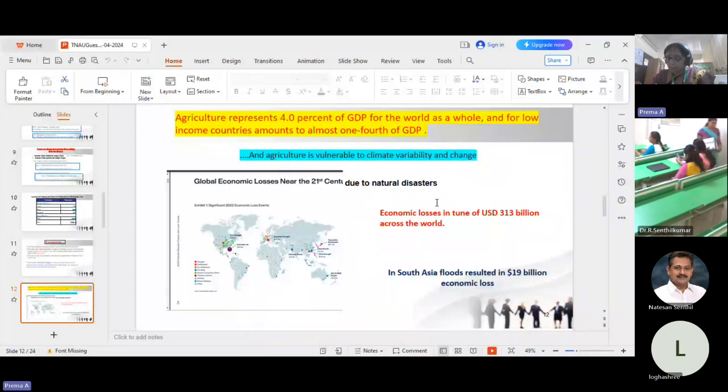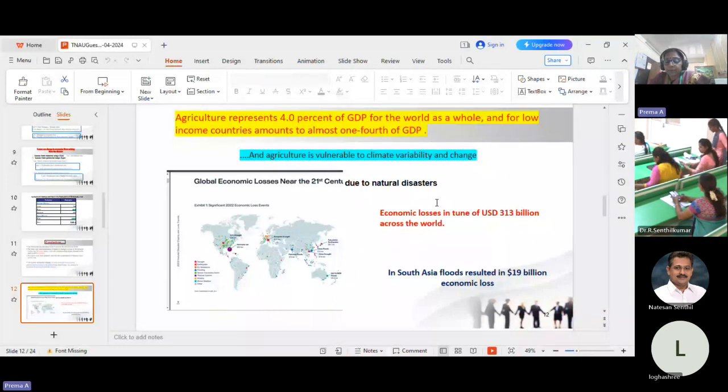And we know that agriculture represents nearly 4% of the GDP of the world as a whole, and for the low-income countries it amounts to around 1/4 of this GDP. And agriculture is vulnerable to climate variability and change also. Globally, it is said that the economic losses due to natural disasters are to the tune of around $313 billion US. And in South Asia, floods result in nearly 19 billion economic loss to the countries.